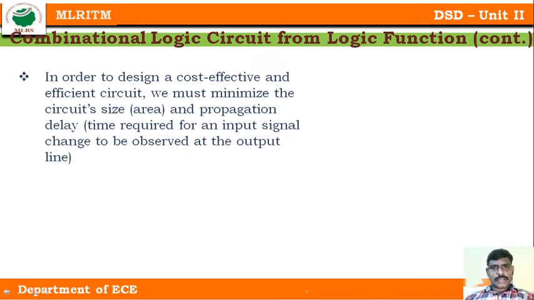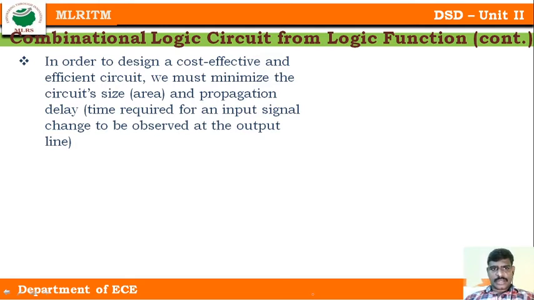Now, in order to design a cost effective and efficient circuit, we must minimize the circuit size. That means the area needs to be minimized, and the propagation delay, which means the time required for an input signal change to be observed at the output signal. That means when I'm giving some input, how much time it is taking to generate its output. That is called the propagation delay. So we need to consider two parameters here, area and propagation delay.